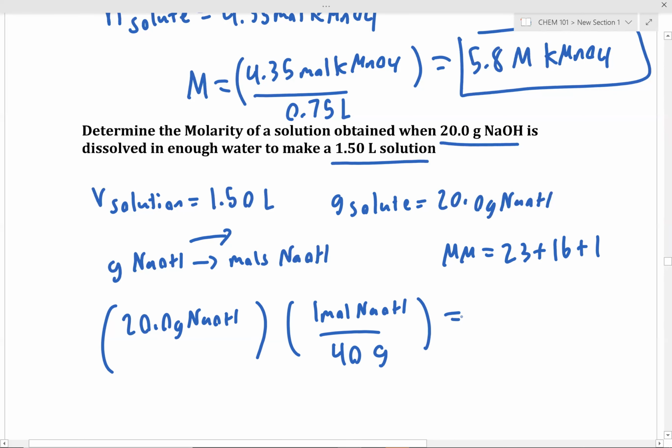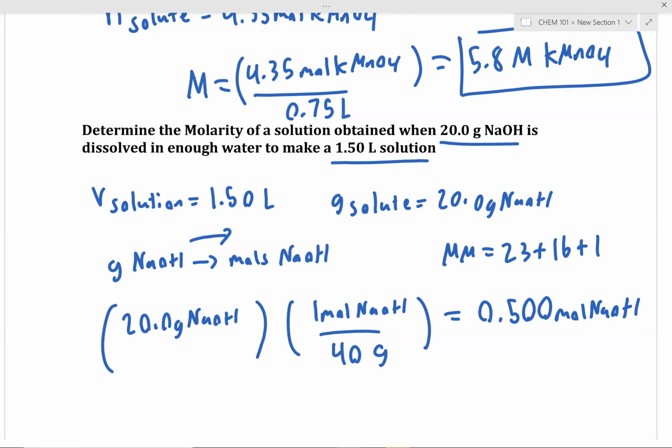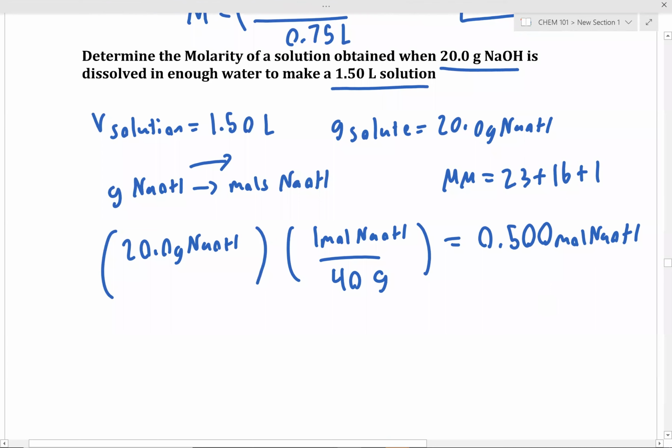So then, in turn, that gives us 0.500 moles of NaOH. The reason why I'm retaining 3 sig figs: are molar masses exact or inexact? They're functionally exact. This number has like 10 sig figs behind it. So you're never going to be constrained by your molar mass sig figs.